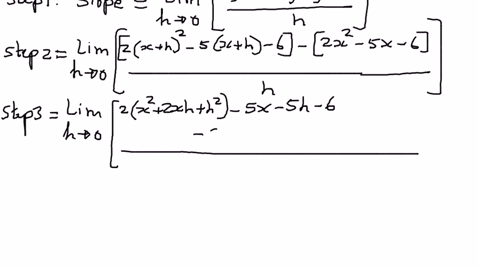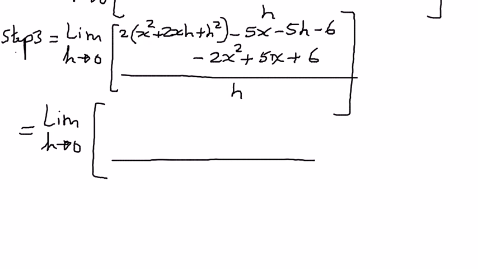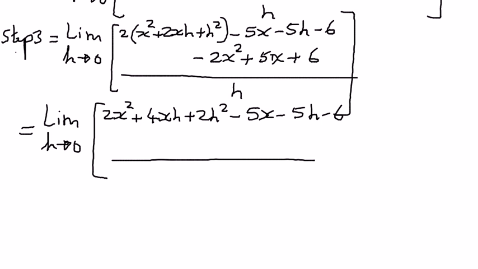So we can write that as negative 2x to the power of 2, negative times negative is a positive 5x, negative times a negative is a positive 6, this whole thing divided by h. So this is what we have. Now we are ready to simplify the numerator some more, and the way to do that is as follows: limit as h approaches 0, we're going to distribute the 2 to every one of the terms inside the parentheses. So we have 2x squared plus 4xh plus 2h squared minus 5x minus 5h minus 6 minus 2x to the power of 2 plus 5x plus 6, this whole thing divided by h, like that.